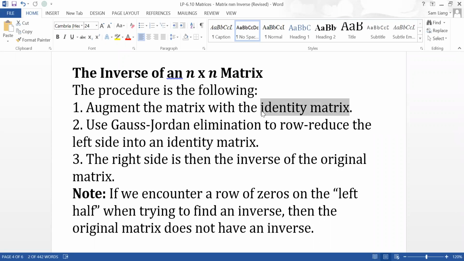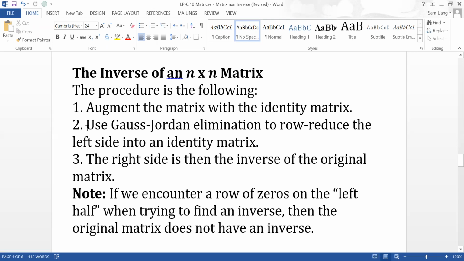Or maybe Monday. But anyways, the identity matrix is like I2, I3, right? We have the ones along the diagonal and then zeros everywhere else, depending on what matrix we're trying to solve the inverse for. So if it's 2 by 2, then we augment it with I2. If it's 3 by 3, then we augment it with I3.